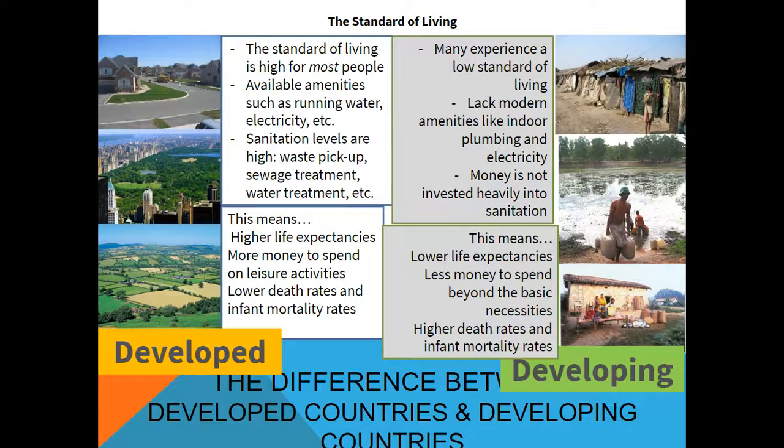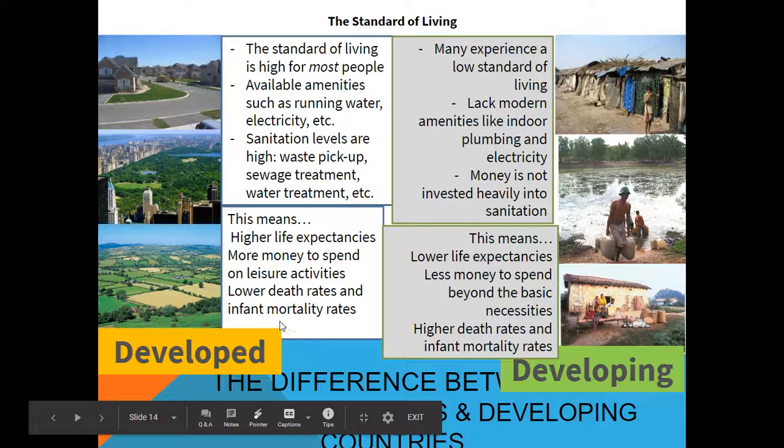Which people are going to be happier. People are going to spend more money. They can pay for health care. They can pay for health insurance. They can travel. Which leads to lower death rates and fewer kids dying in childbirth.